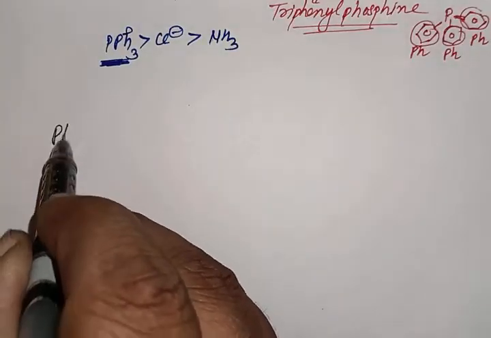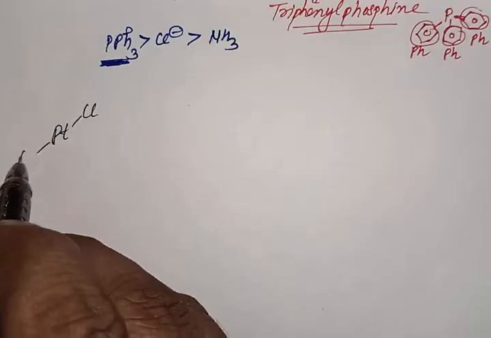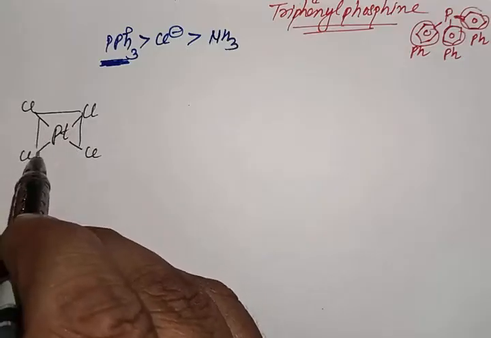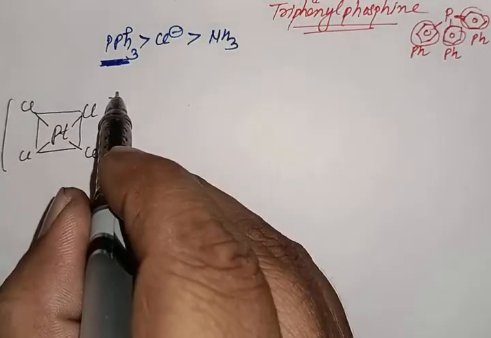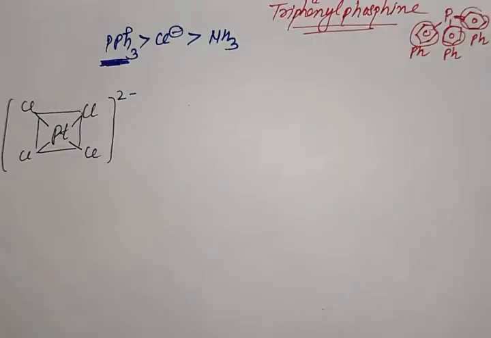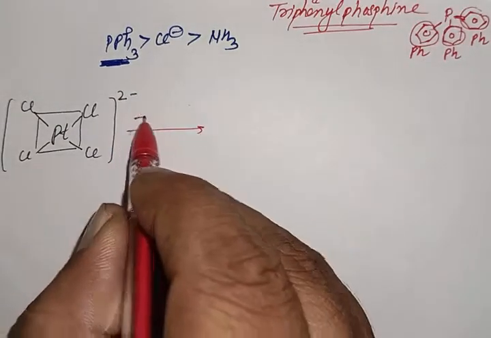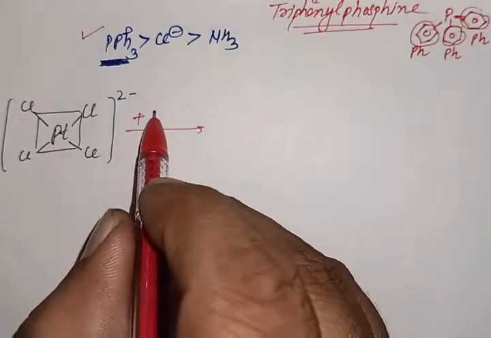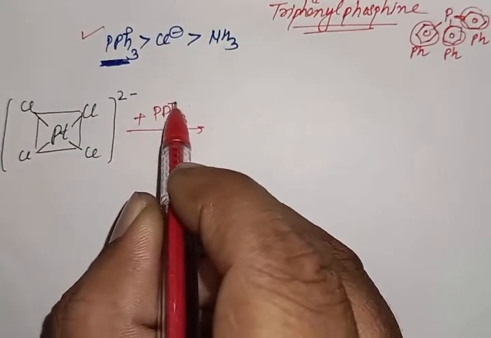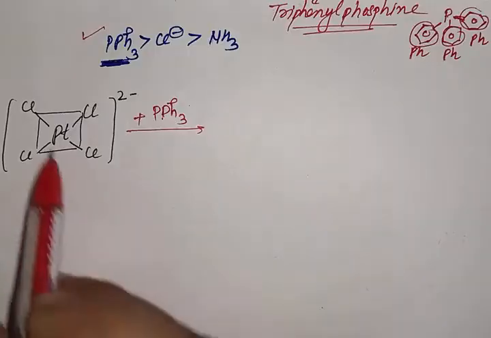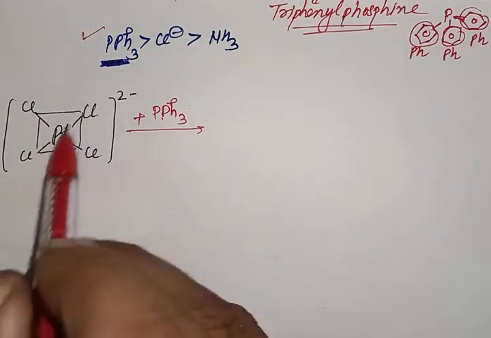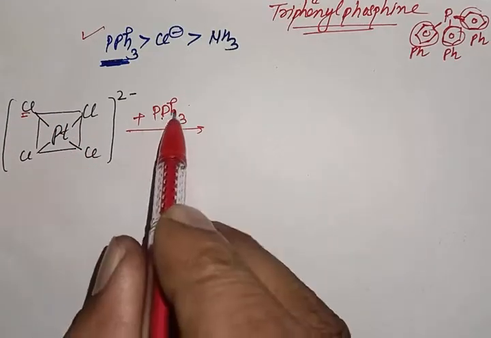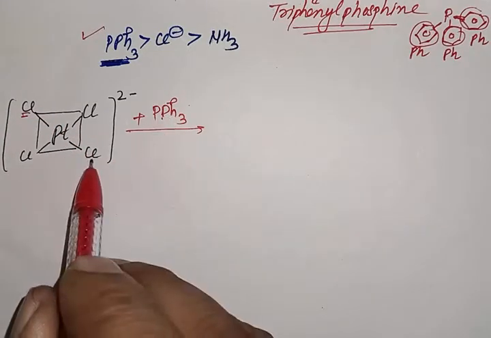PtCl4, Pt, Cl, Cl, here is also Cl and Cl. This is the square planar complex in -2 oxidation state. In the first step we will add the ligand which has the highest trans directing power, that is triphenyl phosphine PPh3. Out of these 4, one ligand will show its trans effect. Suppose this Cl shows its trans effect in this case. So this PPh3 ligand will come trans to this Cl.